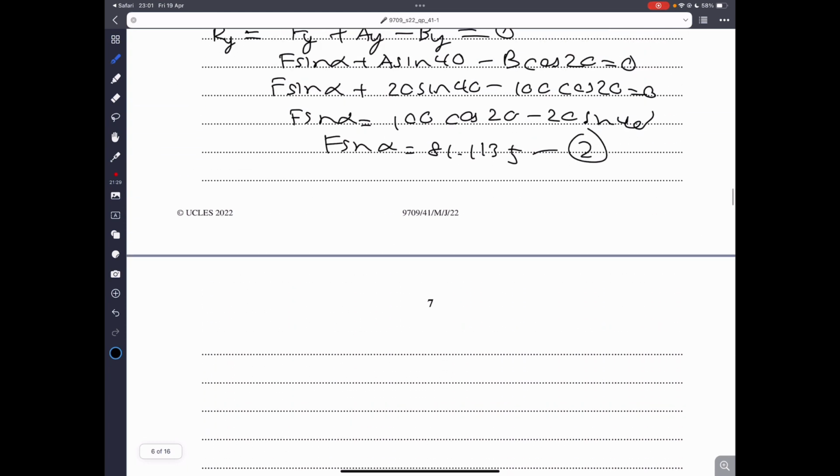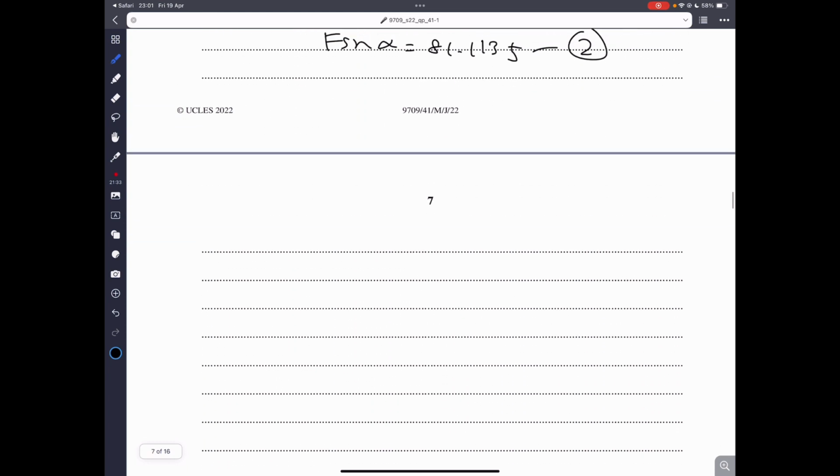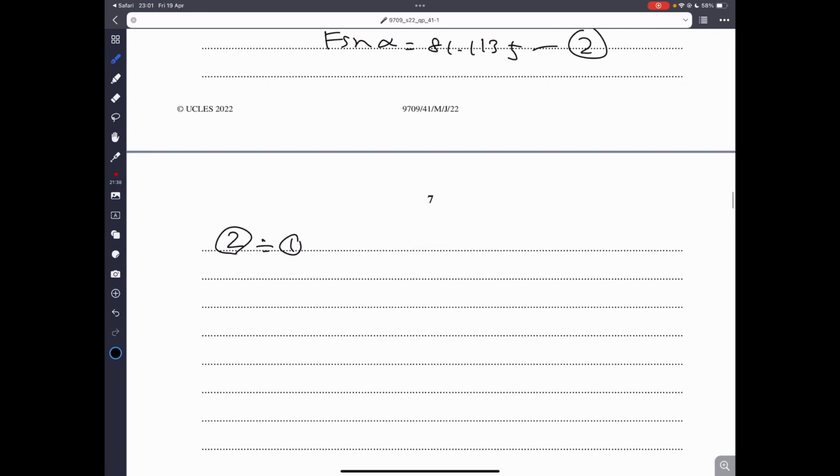Now we got these two solutions already, so if we can divide 2 by 1, we can actually get a ratio. Why am I dividing 2 by 1? Well, because remember, tangent theta is equal to sine alpha over cos alpha. Basically, we want a tangent ratio.